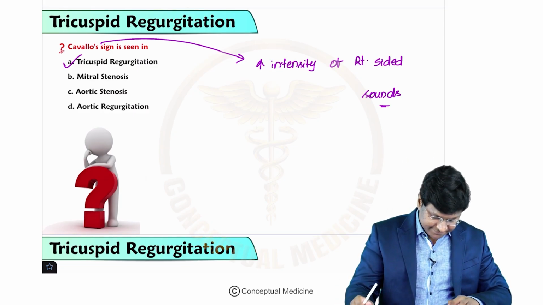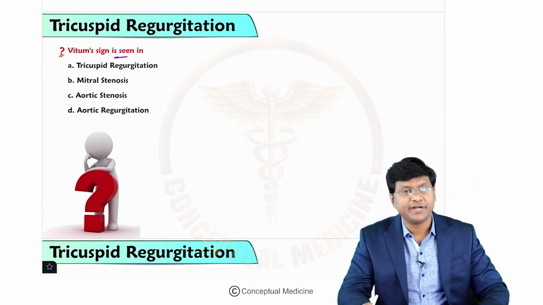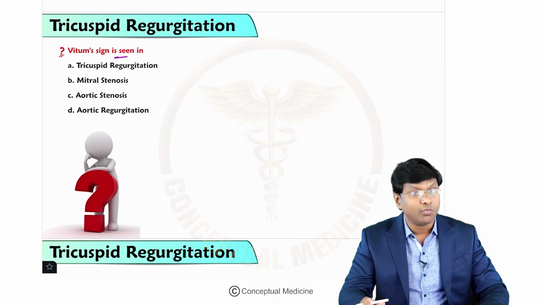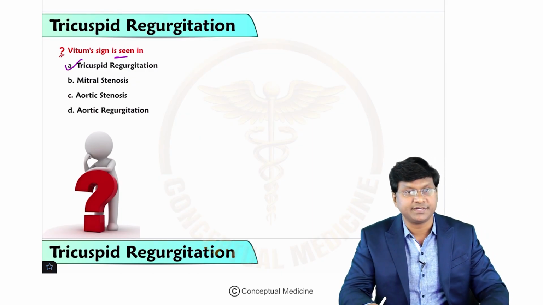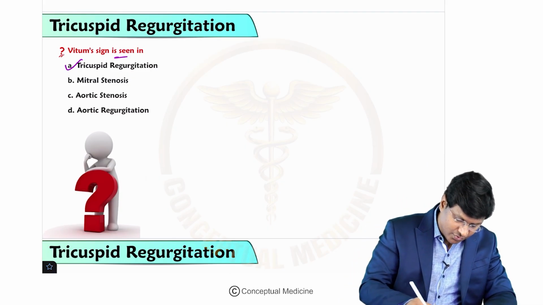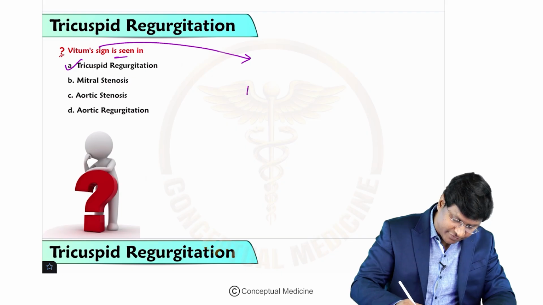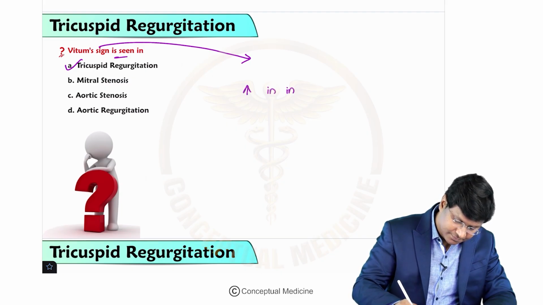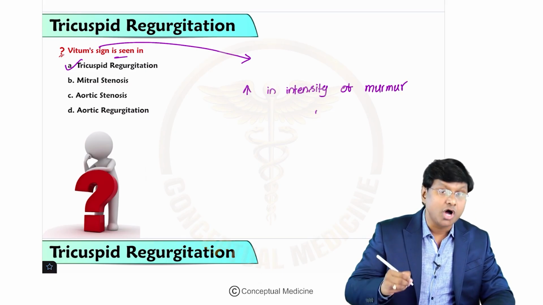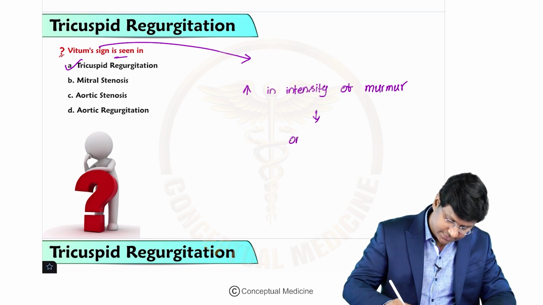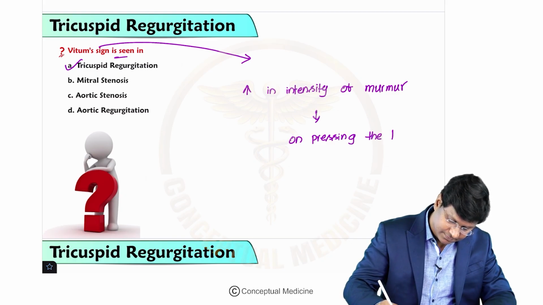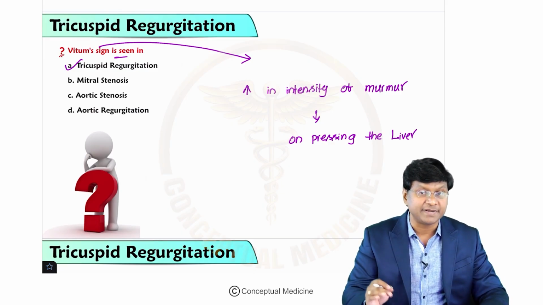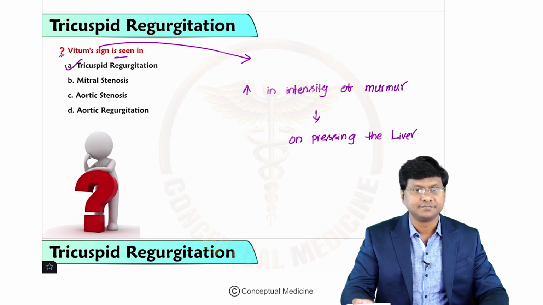Next, then we have Whitem sign. Whitem sign, where do you see? Tricuspid regurgitation, MS, AS, AR. Whitem sign is seen in patients with tricuspid regurgitation. And what is Whitem sign? Whitem sign is increase in the intensity of murmur on pressing the liver, right? Increase in intensity of murmur on pressing the liver is called the Whitem sign, right?